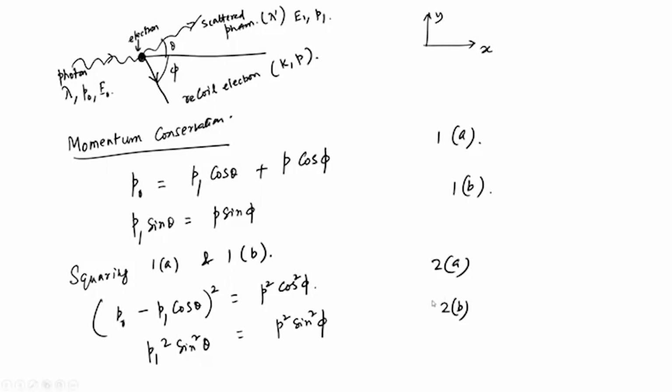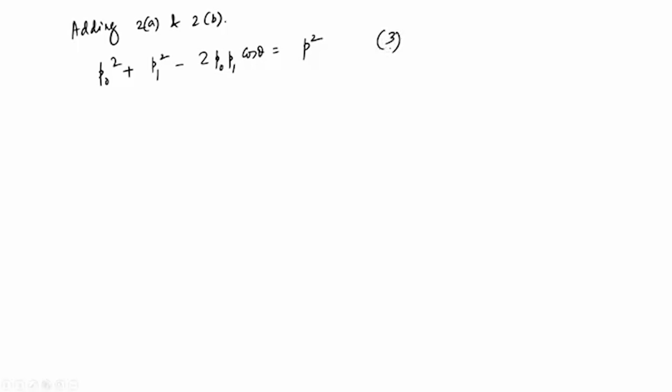I hope all the variables and all the angles are clear. Some of the things written correspond to those of photons and some correspond to those of electrons. So, if we have these written as 2a and 2b, what we do is add 2a and 2b. And that gives us P0 square plus P1 square minus 2 P0 P1 cosine theta is equal to P square. Let us call that equation 3. So, that is adding 2a and 2b.